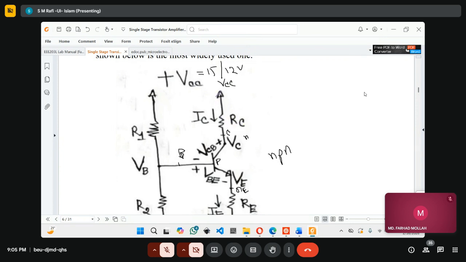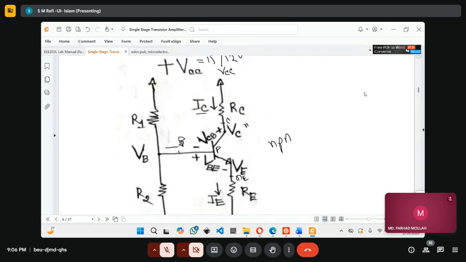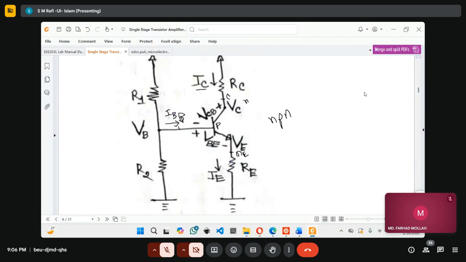This is called the collector resistance, and whatever current is flowing through this resistance to the collector is called IC, collector current. Whatever current is passing through the base is called base current, which is really negligible. And there is another current passing through another resistance connected to the emitter. This is called RE, the resistance of the emitter. The current passing through it is called IE, or emitter current.